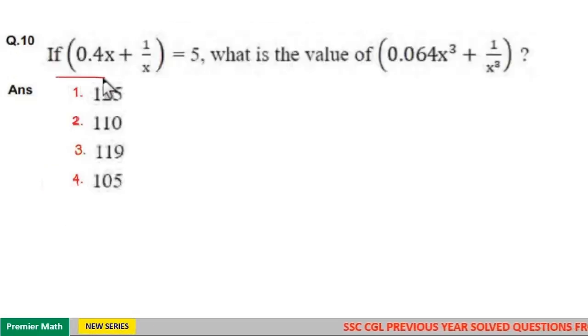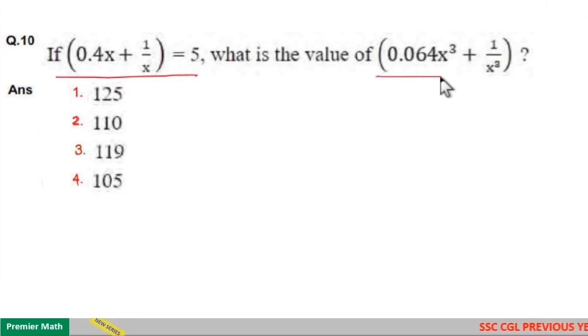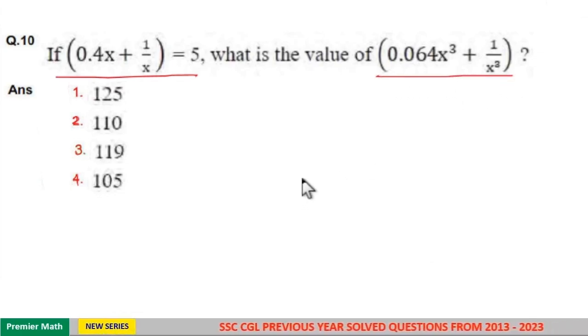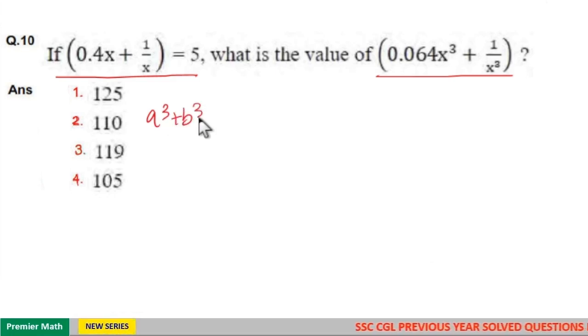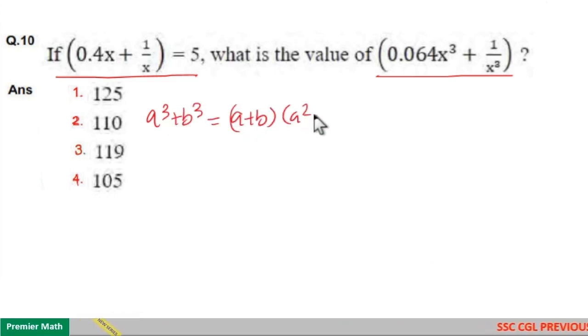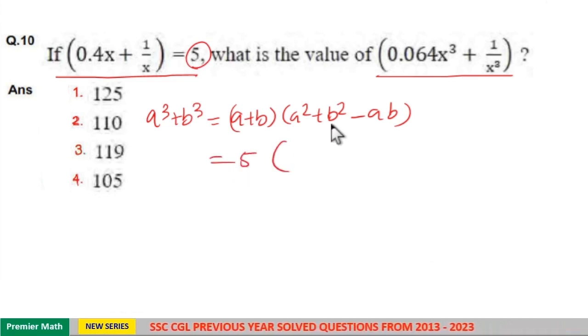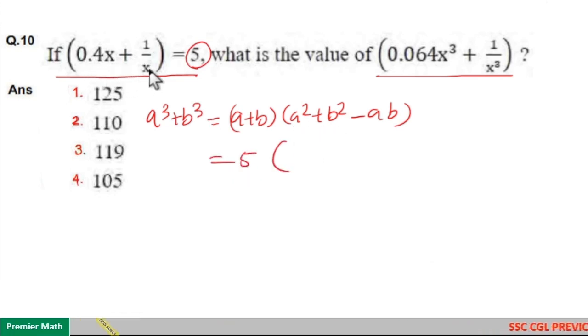If 0.4x plus 1 by x is 5, what is the value of 0.064x cube plus 1 by x cube? This is in the form of a cube plus b cube, which is equal to a plus b into a square plus b square minus ab. Now a plus b is 5, and for a square plus b square, this is in the form of a plus b.